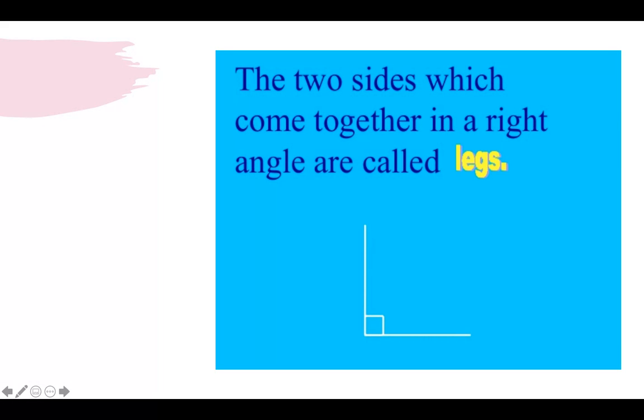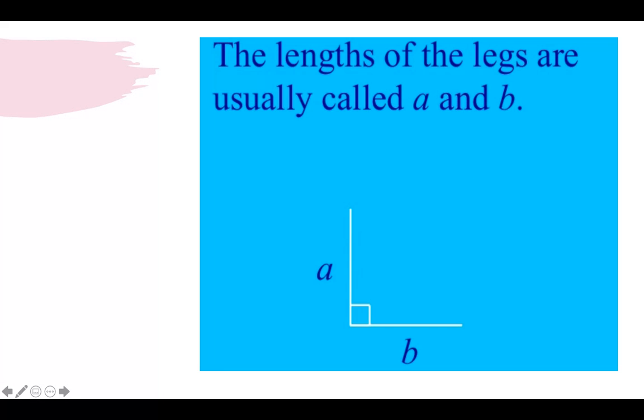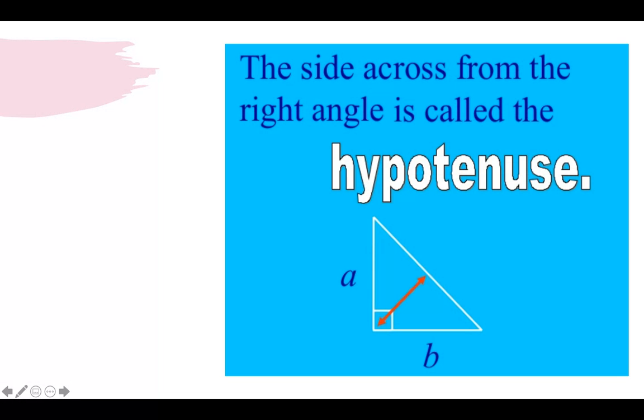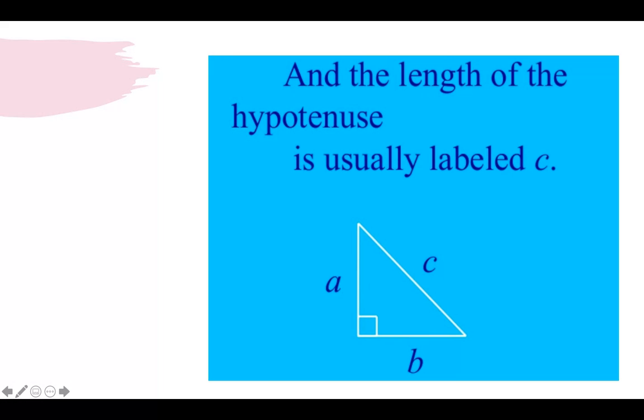We call these two sides, which come together in a right angle, legs. We identify leg lengths using the variables a and b. We then have the side across from the right angle. This is called your hypotenuse. It's always at a diagonal, normally the longest piece, and we label the hypotenuse with the variable c.